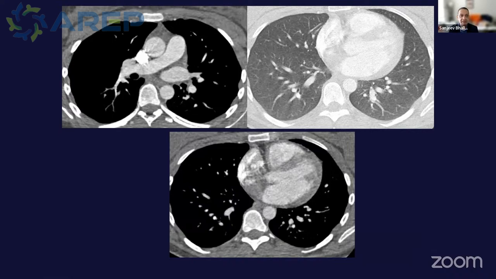Sometimes if patients can't hold their breath, one of the things that we like to do is bring them in with just a high pitch mode. Here, this is a pitch of 3.2. And what we'll do is just do the scan with the patient freely breathing, as you can see here. And so the net effect is that we get this beautiful opacification of the pulmonary arteries.